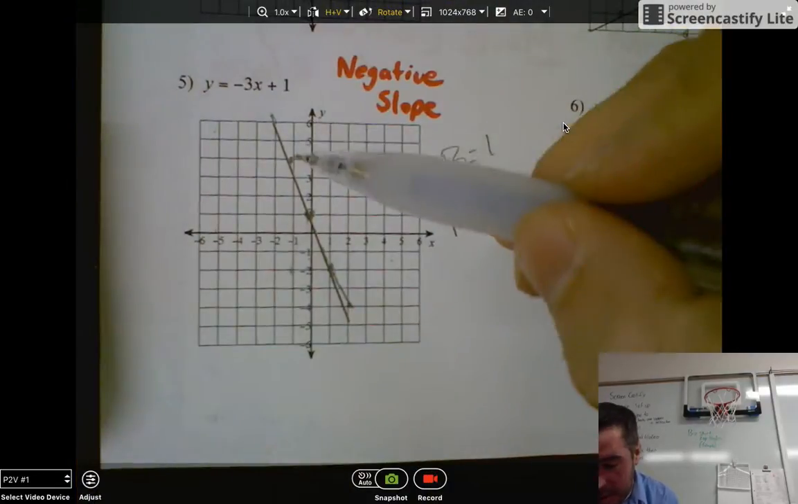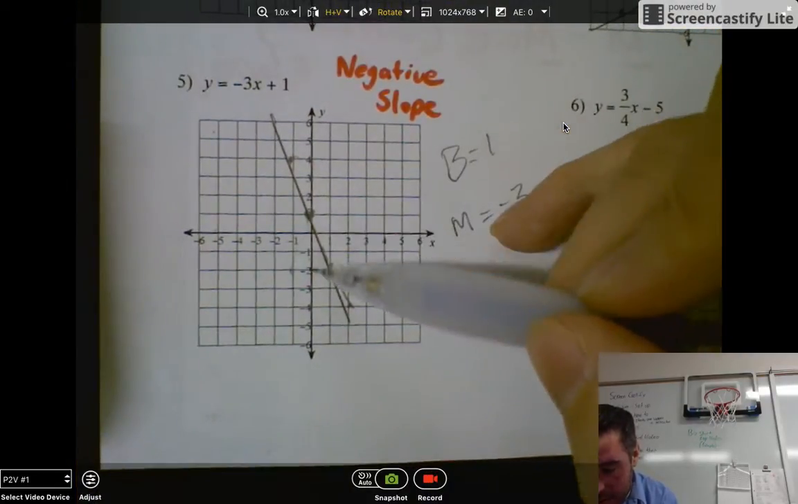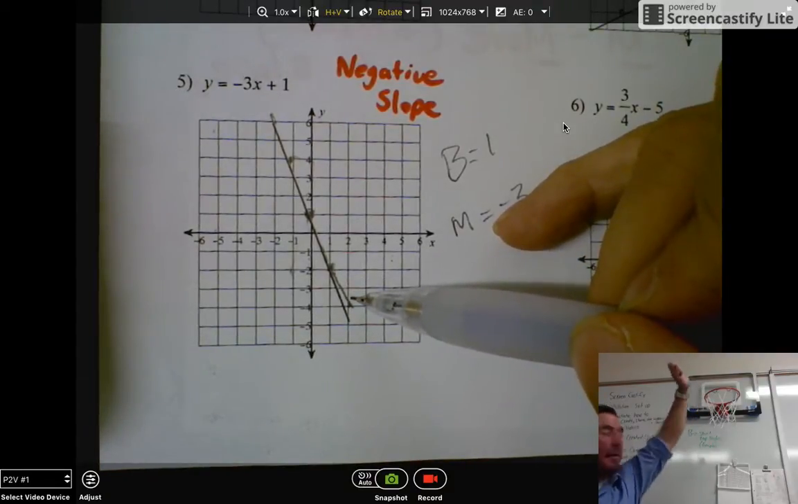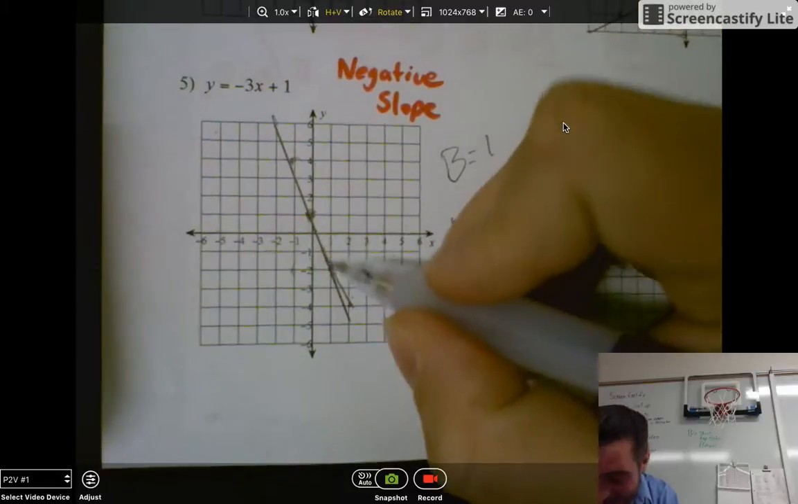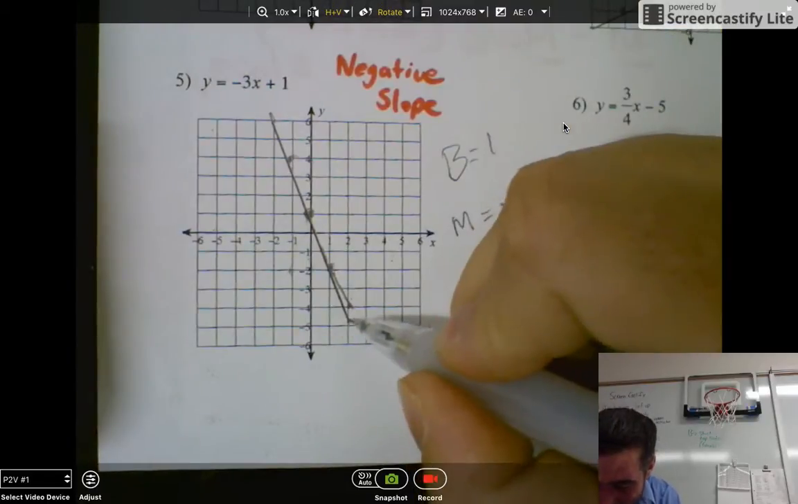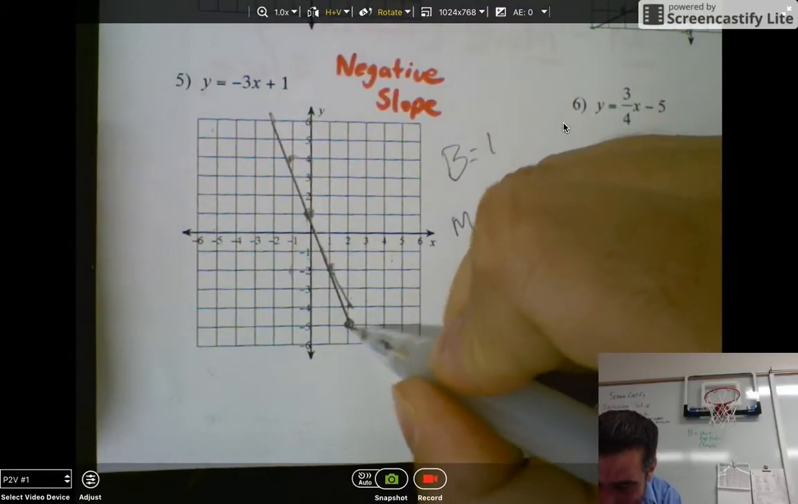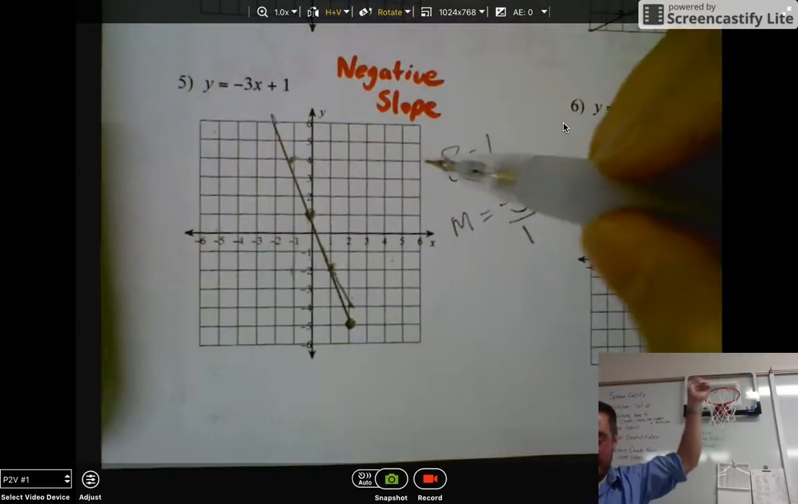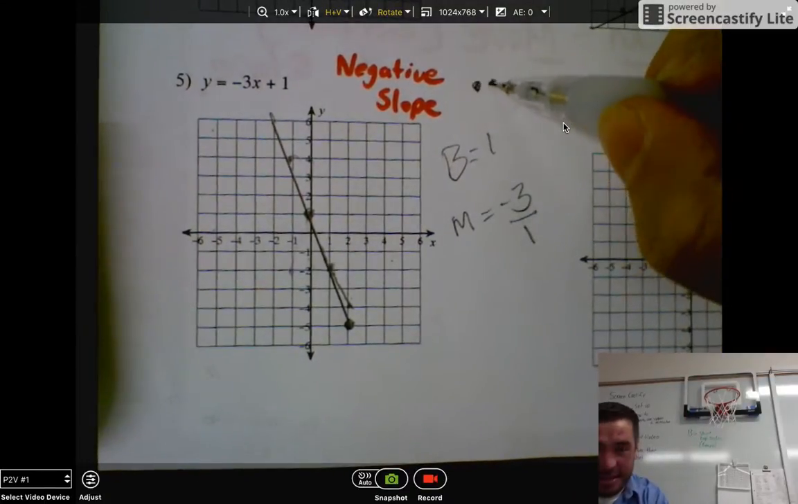Let me make sure this is right. Down 3, right 1, down 3, right 1. Uh-oh, I see a mistake, totally unintentional. So it's supposed to go down 3, right 1 like that. So in the end, that makes me pretty happy. And that is how you graph linear equations.